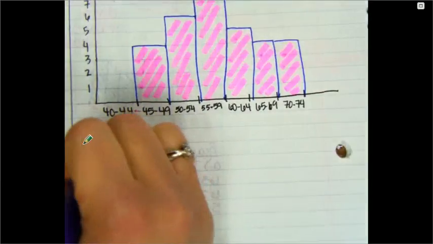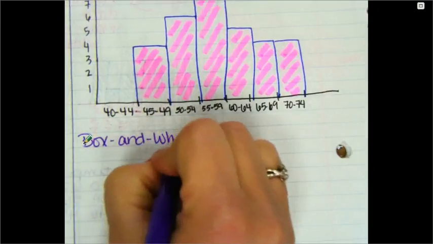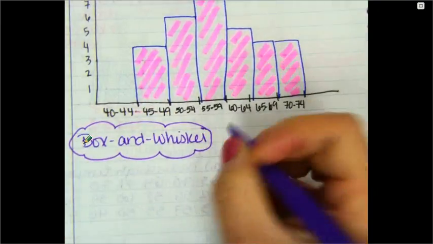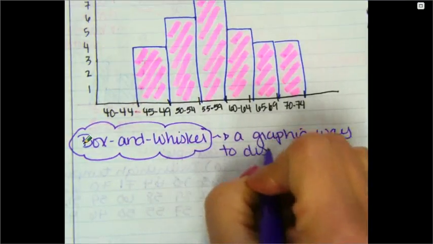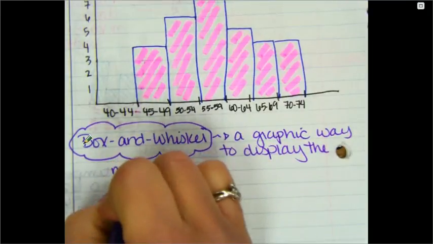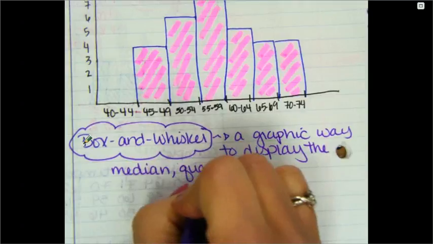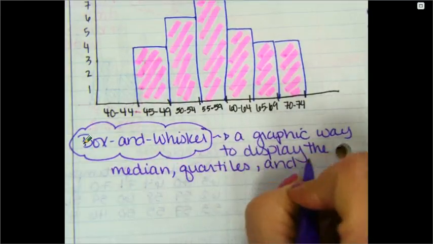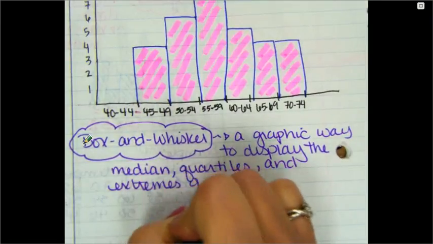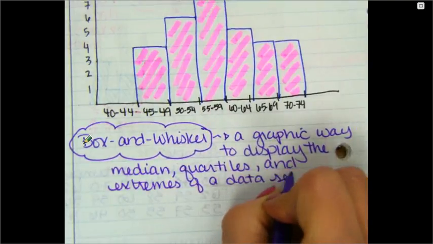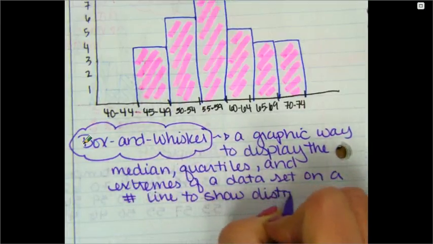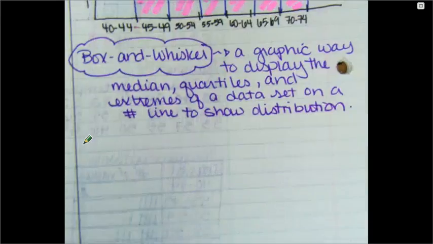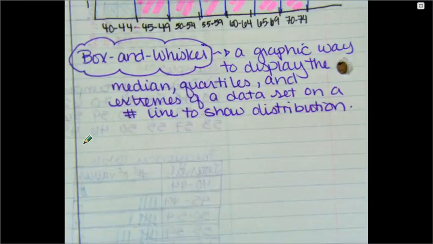Let's talk about box and whisker. A box and whisker is a graphic way to display the median, quartiles, and extremes of a data set on a number line to show distribution.